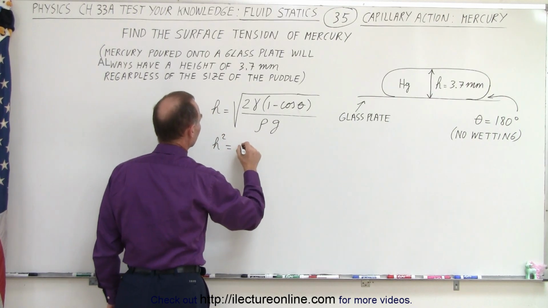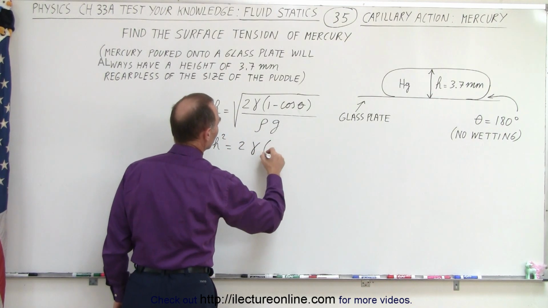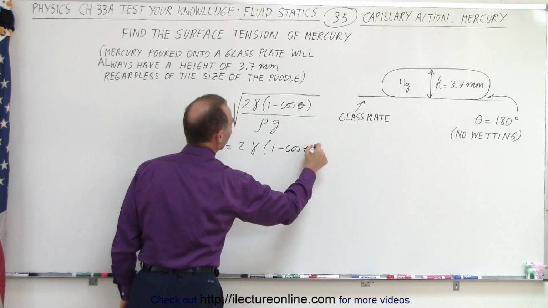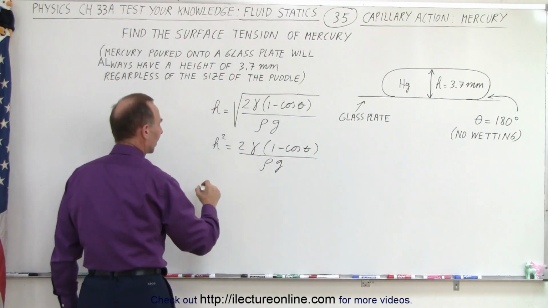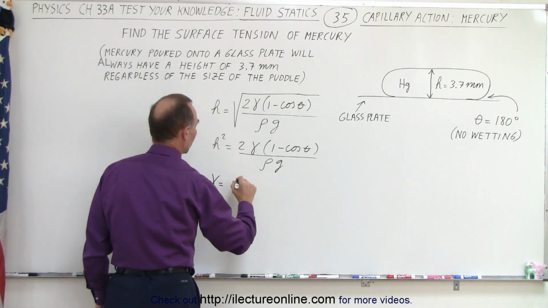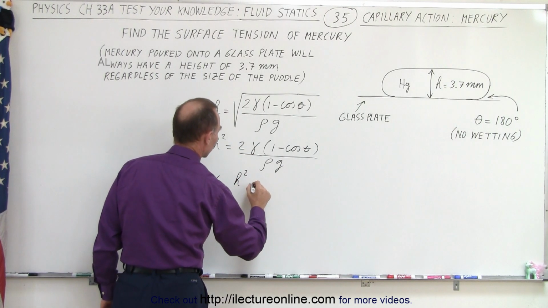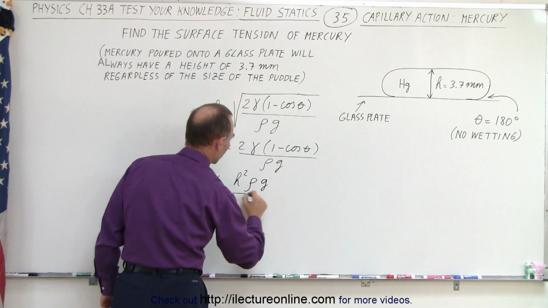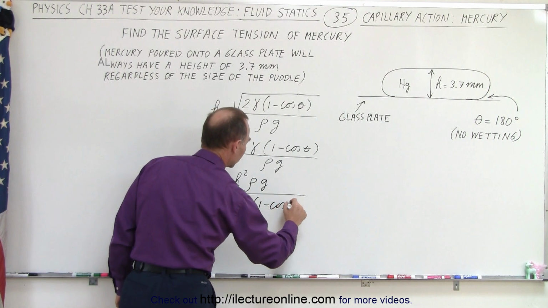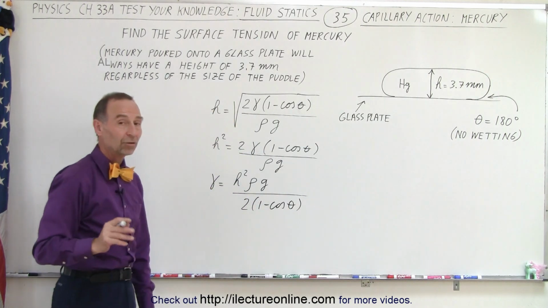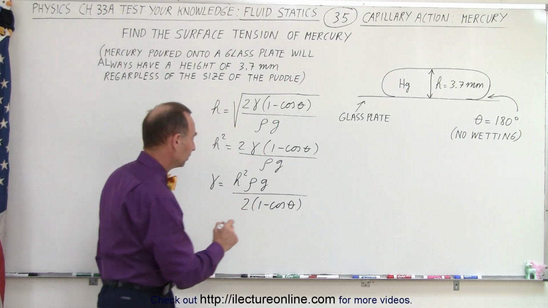H squared is equal to 2 times the surface tension, 1 minus the cosine of theta, all divided by the density times g. And then finally, solving for the surface tension, we get h squared times the density times g, all divided by 2 times 1 minus the cosine of theta. So now let's go ahead and plug in the numbers.